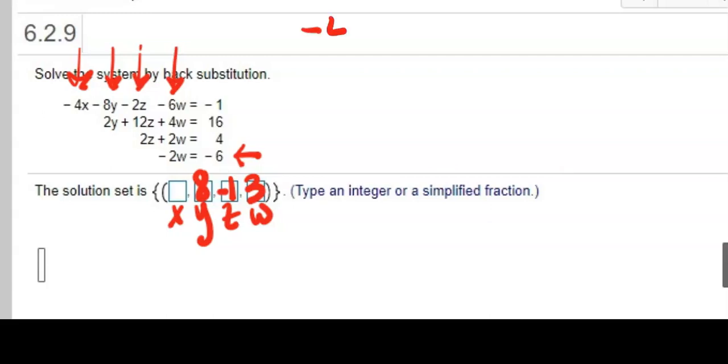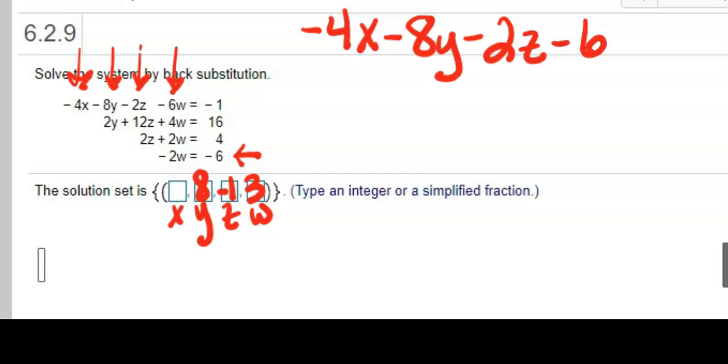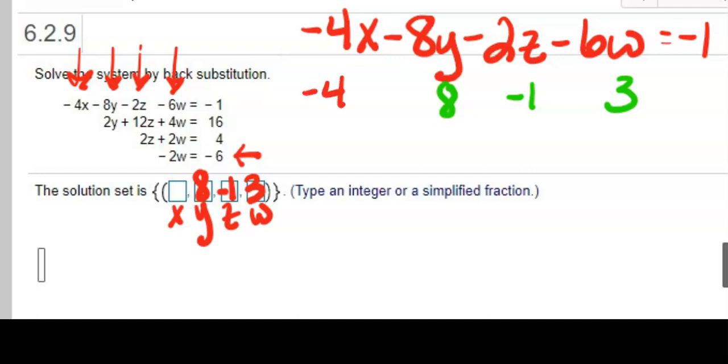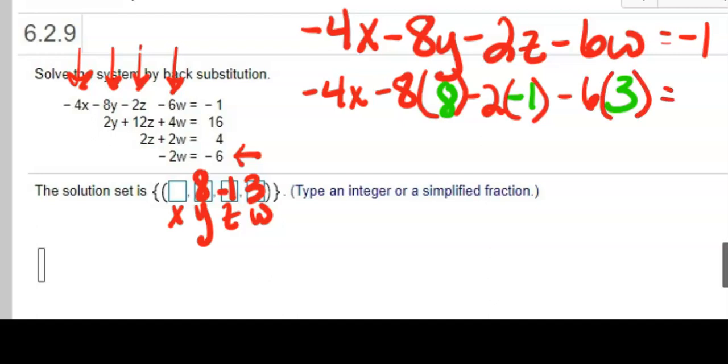We have negative 4x minus 8y minus 2z minus 6w needs to give me a negative 1. Well, I happen to know that y is 8, z is negative 1, and w is 3. So going back through here, negative 4x minus 8 times y minus 2 times z minus 6 times 3 needs to give me a negative 1.